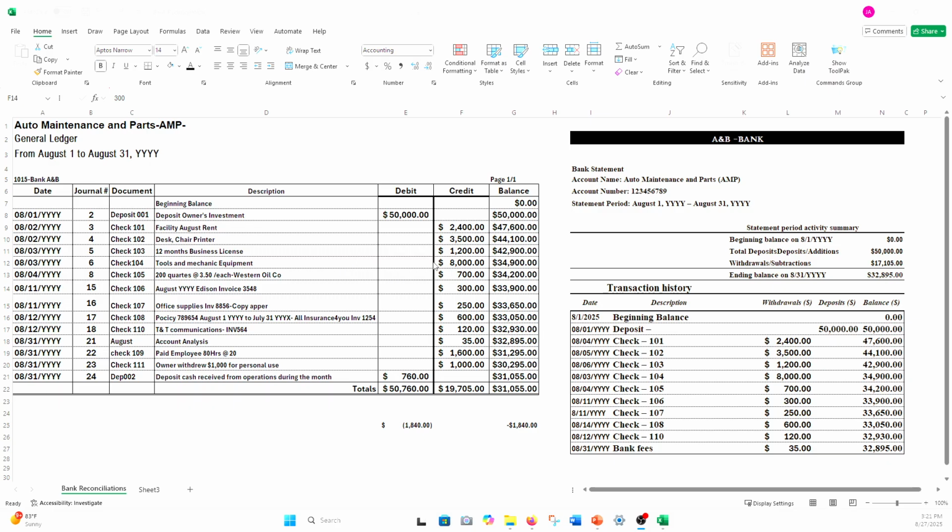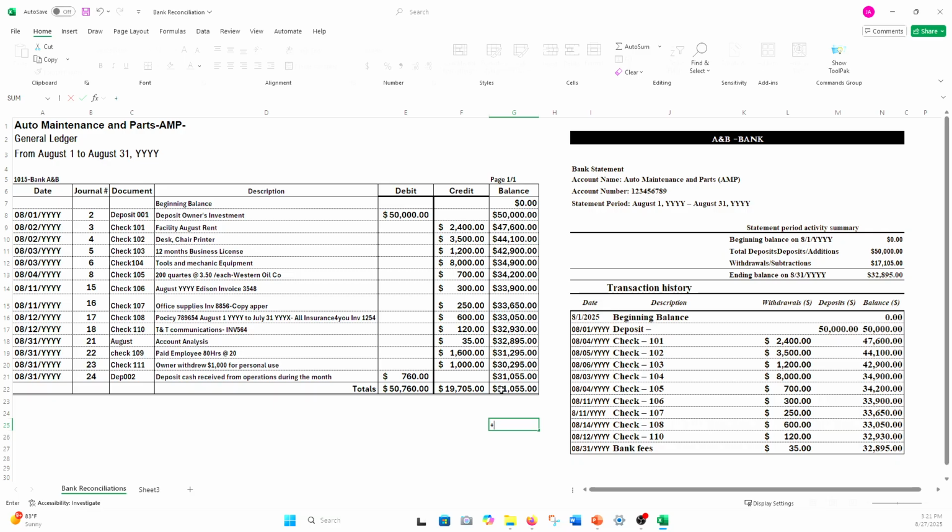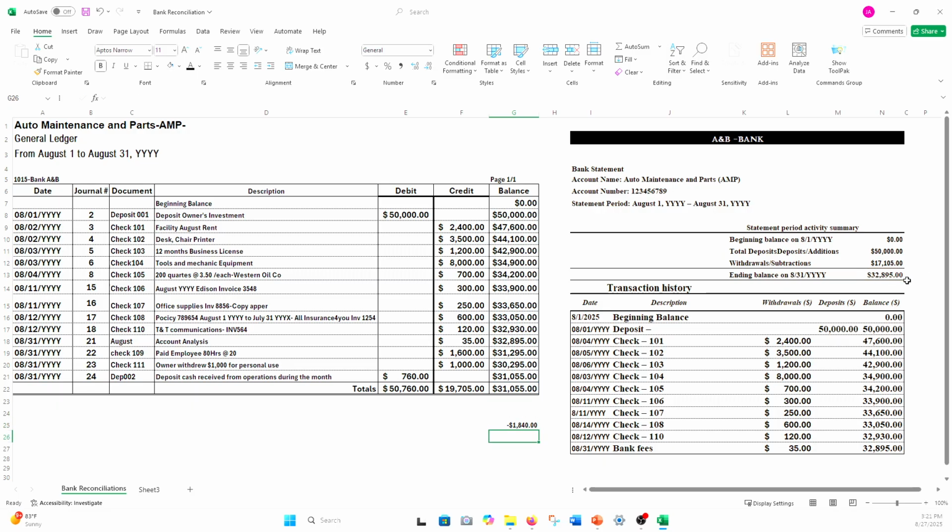But first, we know that we have $32,895 here, and we have $31,055. So we have a discrepancy of 1,840. Now, how do I calculate this one? It's simple. We can just say plus this amount that is from our books, this is the balance, minus this amount. So now we have the reference point, the amount that we have to find out. There should be some amounts that combined give me the exact amount here, 1,840.